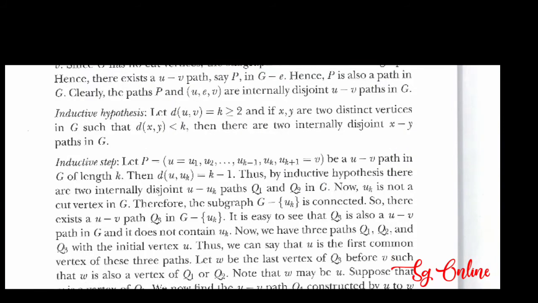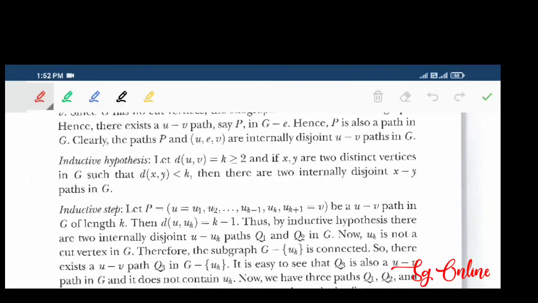As an inductive hypothesis, we assume that the result is true for any two vertices of the graph whose distance is less than k. Now suppose we consider two vertices u and v whose distance is exactly equal to k, and we will show two internally disjoint paths between them. So we will start by considering a length k uv path. It starts from u, ends at v, and suppose that uk is the last vertex before v along the path.